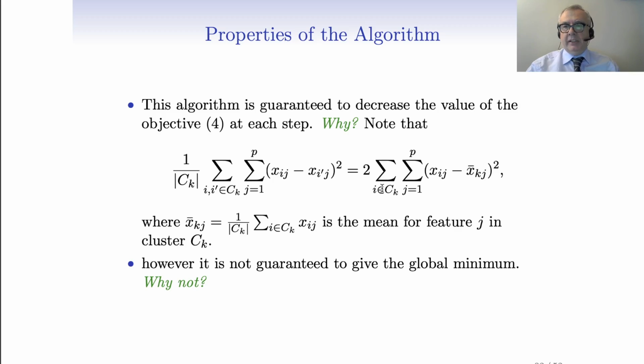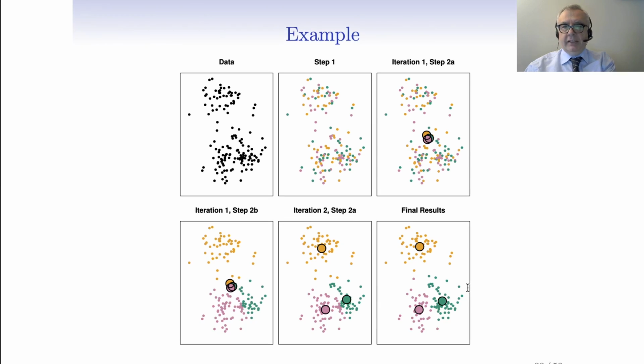So both steps are decreasing the cost function, so you are always going to decrease the value of the objective, but you are not guaranteed to find a global minimum because this is a kind of greedy algorithm. So it could be that in the end you stop with a certain configuration, but if you could move two or more items from one cluster to the other, it may be that you are going to improve your final cost. And let's see first how this is going to work in practice.